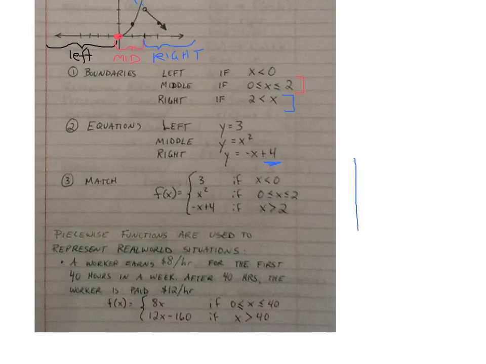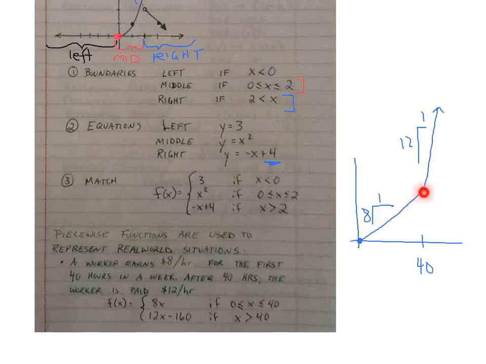And if you can picture this as a graph, he starts at $0 for 0 hours, and as he goes up all the way to 40 hours, he goes up 8 over 1, up 8 over 1. So that's the slope on that line. And then at 40 hours, suddenly it's going to be a much steeper line because he's going up $12 for every 1 hour. So our equation for the first piece is going to be 8x, because we're rising 8, running 1.